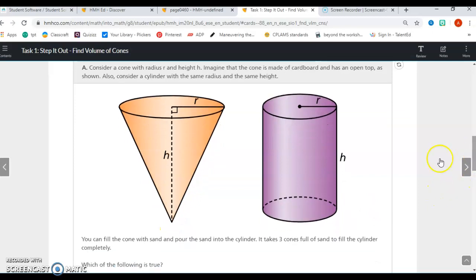Now let's take a look at these two pictures. We have the cone versus the cylinder. Like I said, they both have the radius and they both have a height. But just looking at this, the cylinder is larger than the cone. And it has been said that if you fill a cone with sand and pour this sand into the cylinder, it takes 3 cones full of sand to fill the cylinder completely. So read that again. If I fill a cone with sand and pour it into the cylinder, I will have to take 3 times the amount to fill the cylinder, meaning the cylinder is 3 times the size of the cone, or in other words, the cone is 1/3 the size of the cylinder.